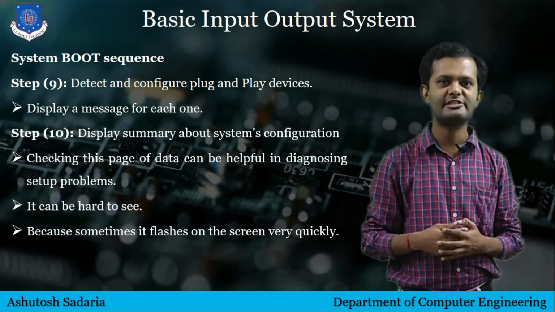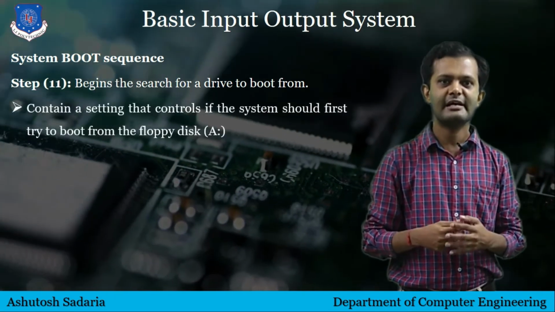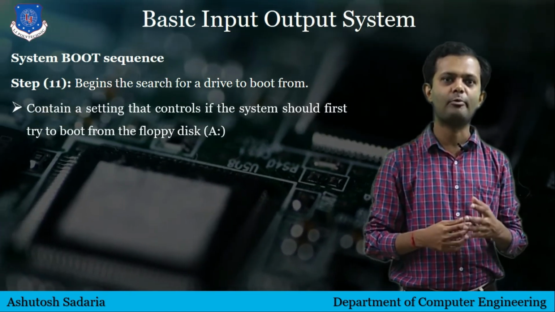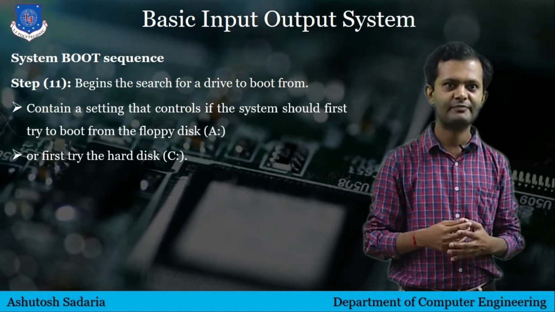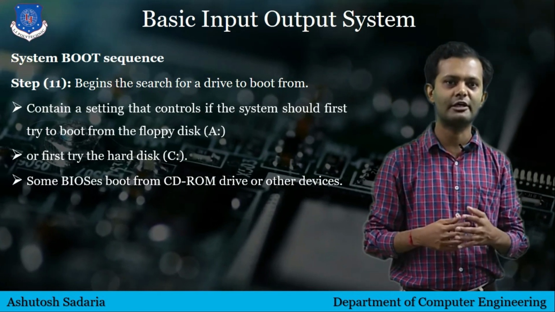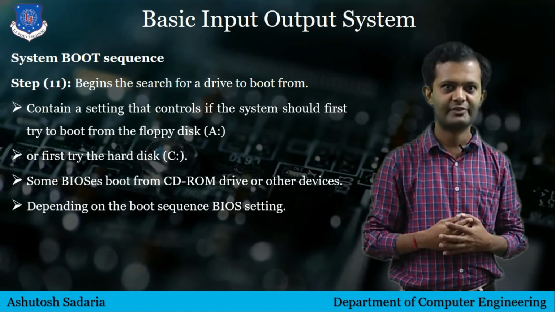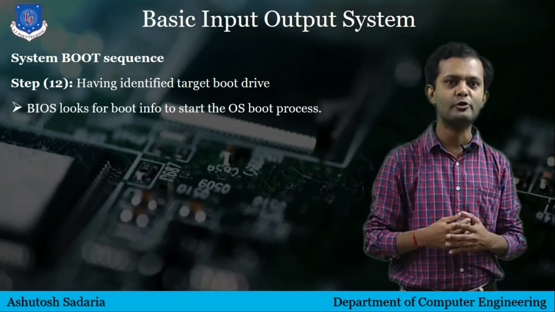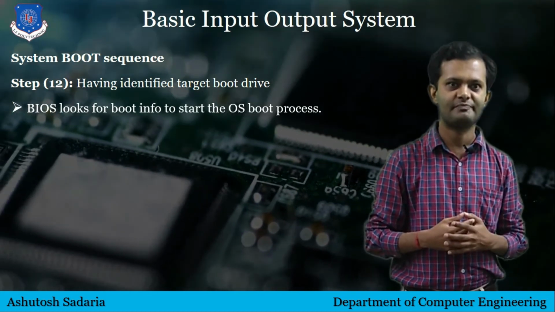Then BIOS begins the search for a drive to boot from. Most modern BIOSes contain a setting that controls if the system should first try to boot from floppy disk A or first try to boot from hard disk drive C. Some BIOSes will even let you boot from CD-ROM drives or other devices depending on the boot sequence in the BIOS setting. Having identified the targeted boot device, BIOS looks for the boot information to start the operating system boot process.